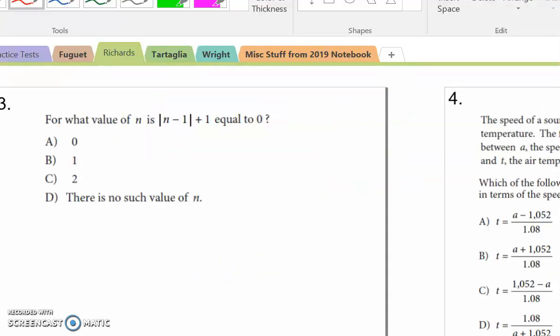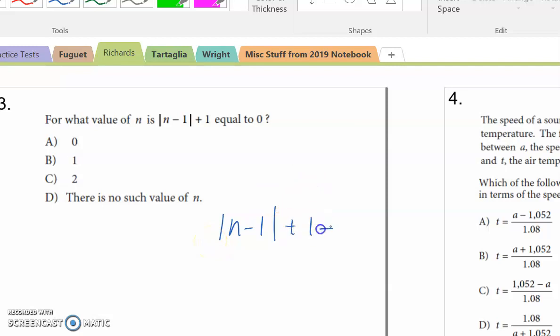Our next problem is an absolute value problem. And one thing we want to be careful, absolute value always has its little things to remember. So for example, one thing we have to remember is the absolute value can never equal a negative number.